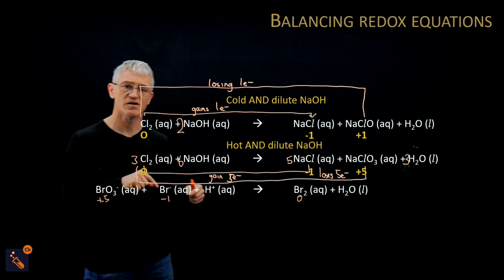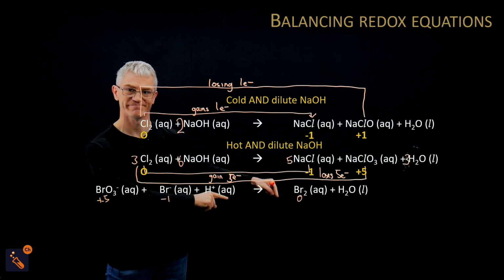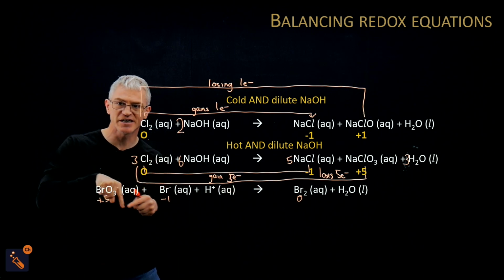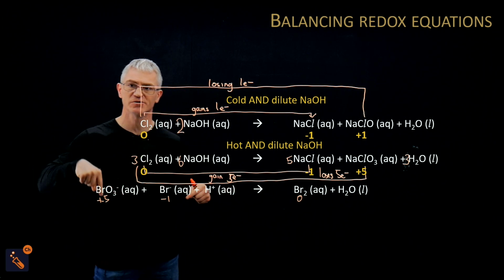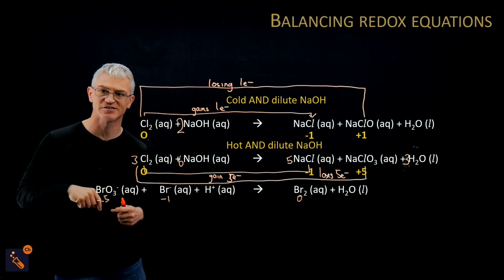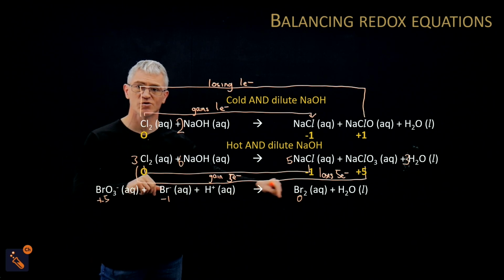Here, I am gaining 5 electrons. My apologies. So I'm gaining 5 electrons to go from +5 to 0. So +5 to 0 gains 5 electrons. The -1, okay, is losing 1 electron.